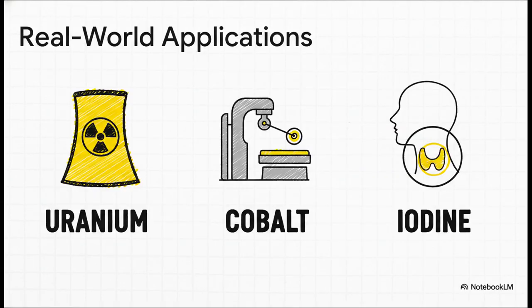You see, isotopes are not just some topic in a textbook. They are incredibly important in the real world. The electricity that might be powering your home right now could be coming from a nuclear reactor that's fueled by an isotope of uranium. Doctors use an isotope of cobalt to fight cancer, and an isotope of iodine is used to treat thyroid problems like goiter. So you see, isotopes are all around us, doing some really amazing things.